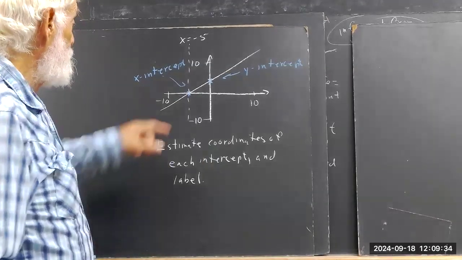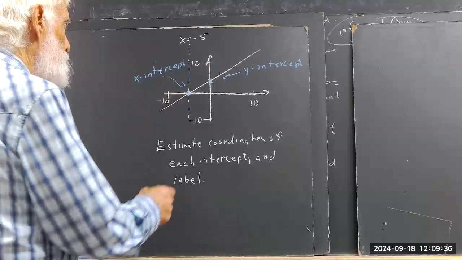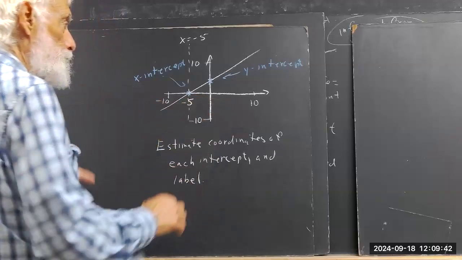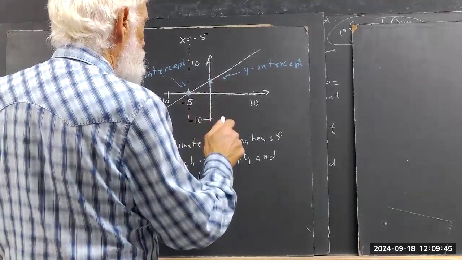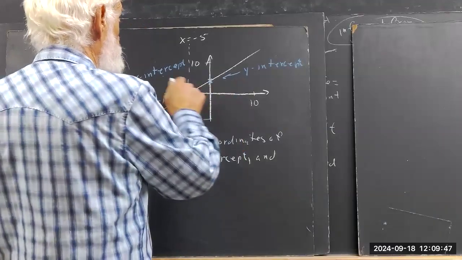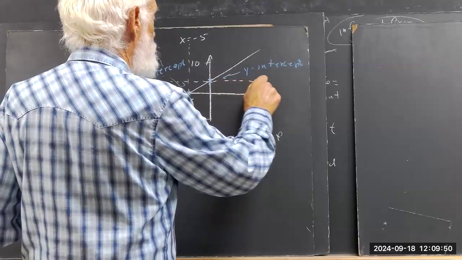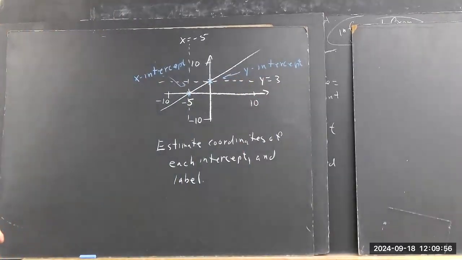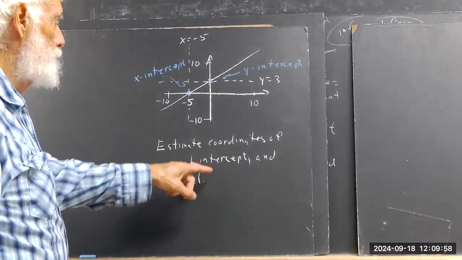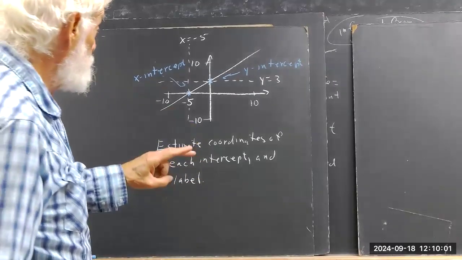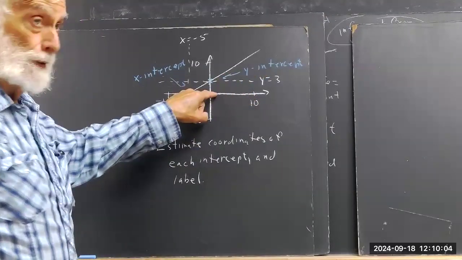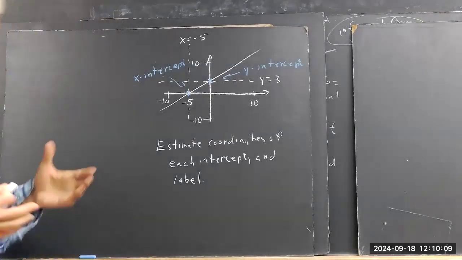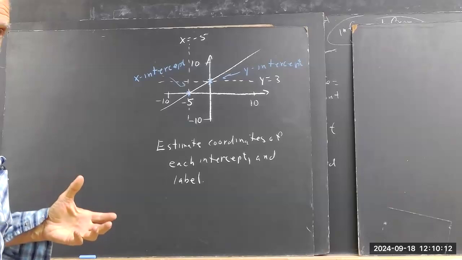So in my graph, x is -5 at this point. And of course, we could write a -5 down there in the x scale. And up here, y is about 3 or 4. Okay, so I'm going to say y equals 3. Now, most of you, and I asked you to estimate the coordinates of each intercept and label. You have 2 intercepts. Here's the x-intercept, here's the y-intercept, right? Half of you, and that's about right. That's about what usually happens. Post something like this.